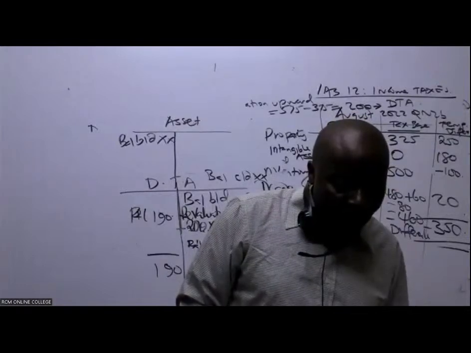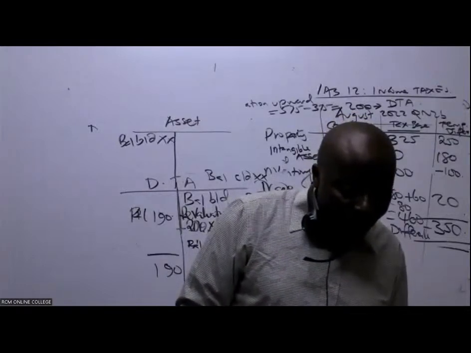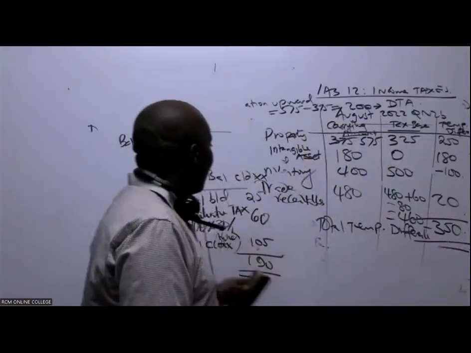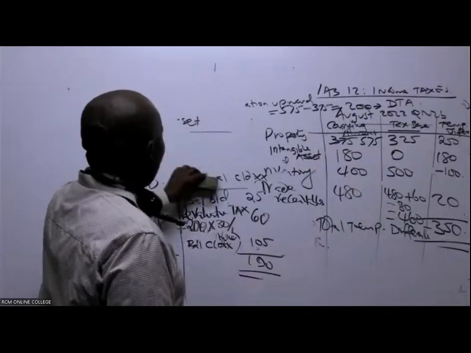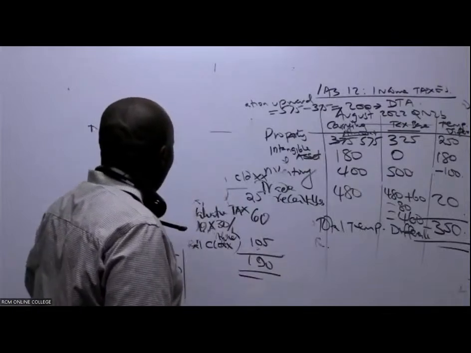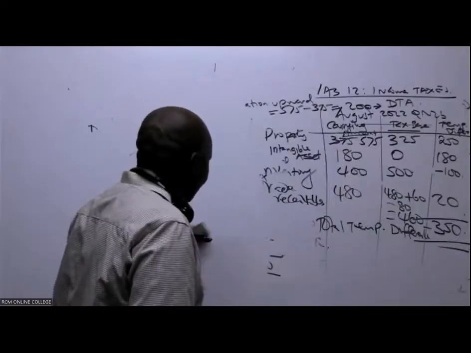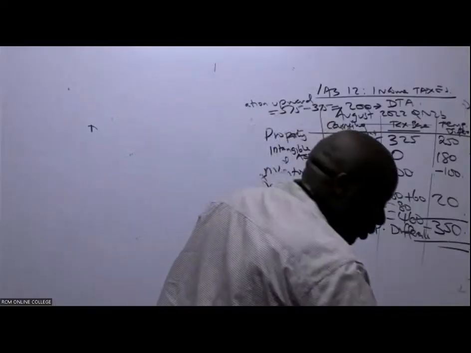Repeat on the deferred tax inputs in the T table. Okay, great. In this T table, what do we have here? In this T account, I hope he's talking about the T accounts. So T accounts.